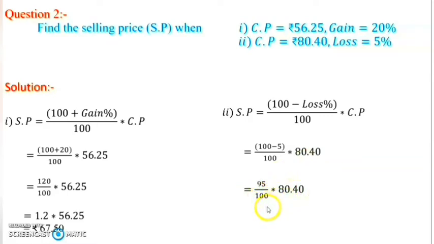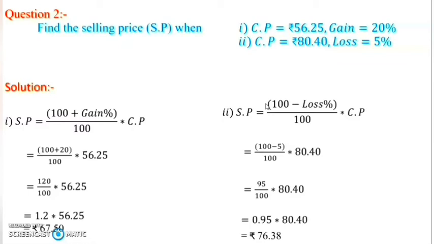Now this is same as 0.95 into 80.4, which is equal to 76.38. So the selling price in the second case is rupees 76.38. So a similar question can be asked where you are asked to find the cost price and you are given the selling price and you are given the gain in terms of percentage, or you are given the loss in terms of percentage.